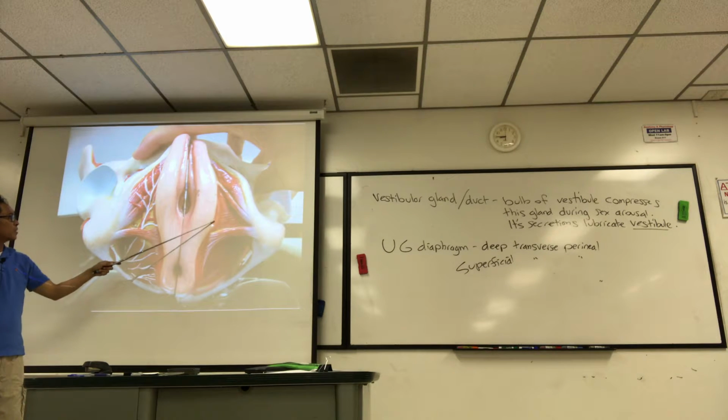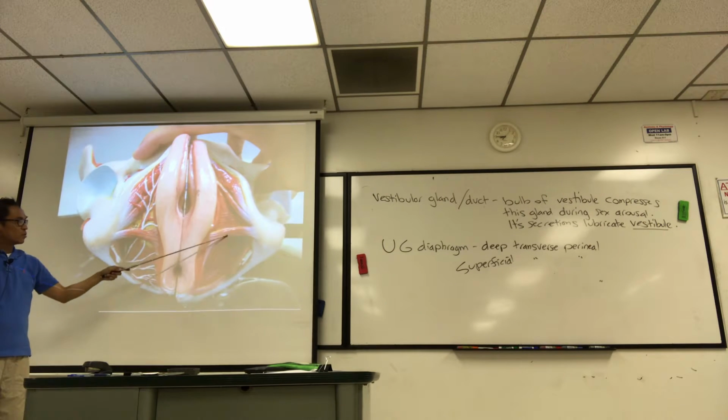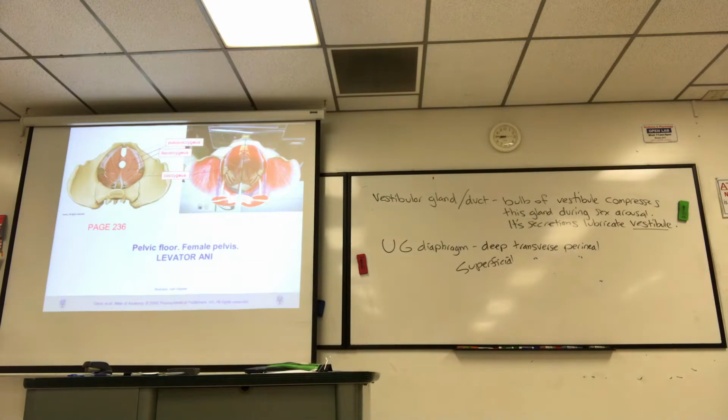That's the bulbospongiosus. Okay, once again, let's review. Bulbospongiosus, ischiocavernosus, superficial and deep perineal. And on this side, they do show some nerves and blood vessels there. I won't teach those now.